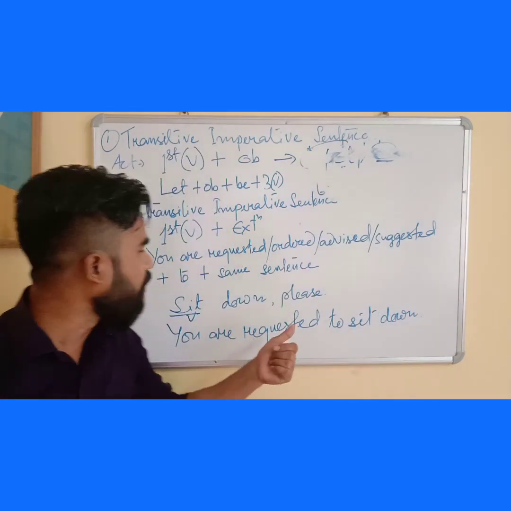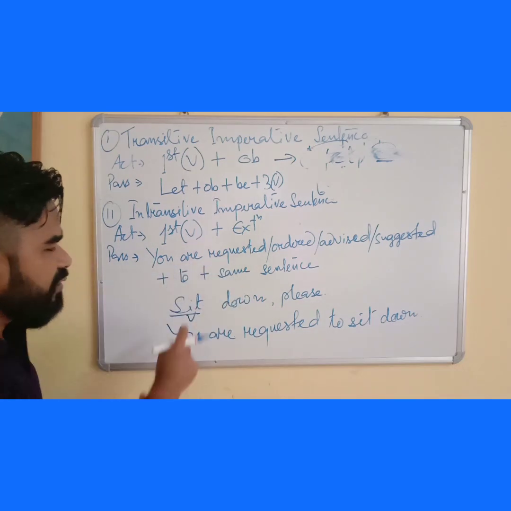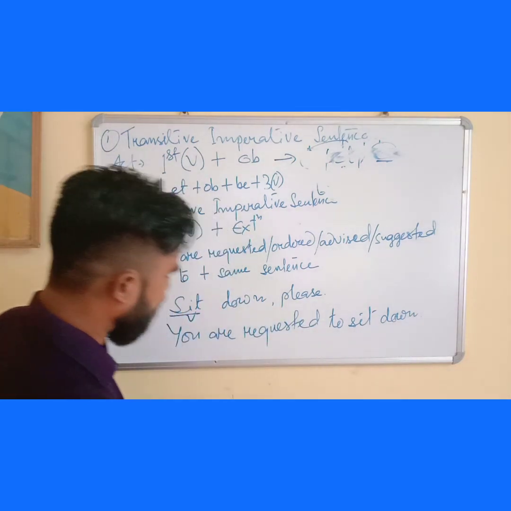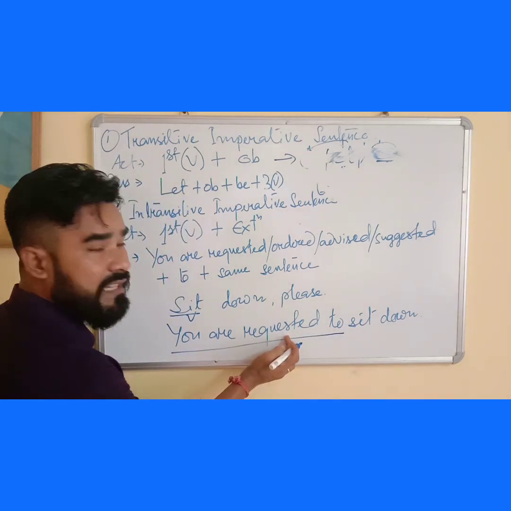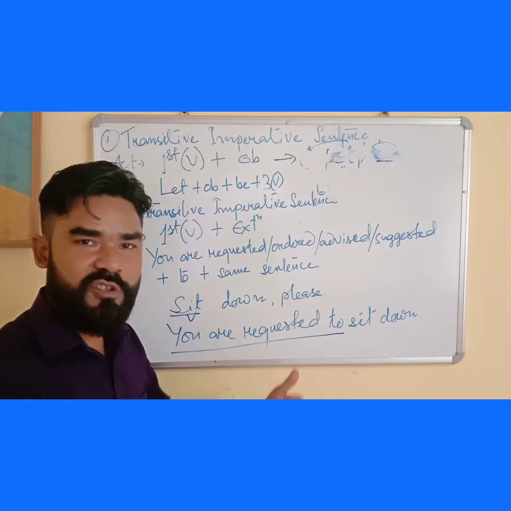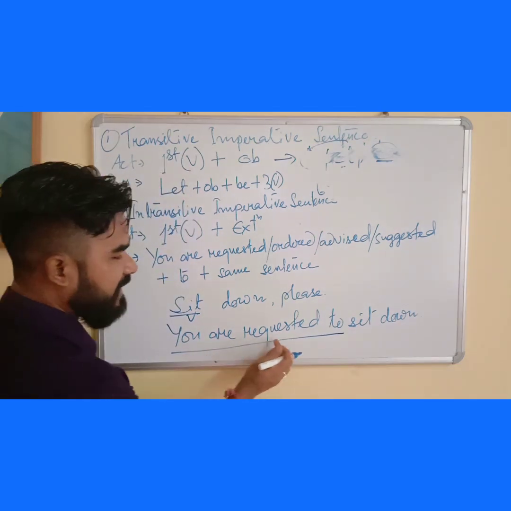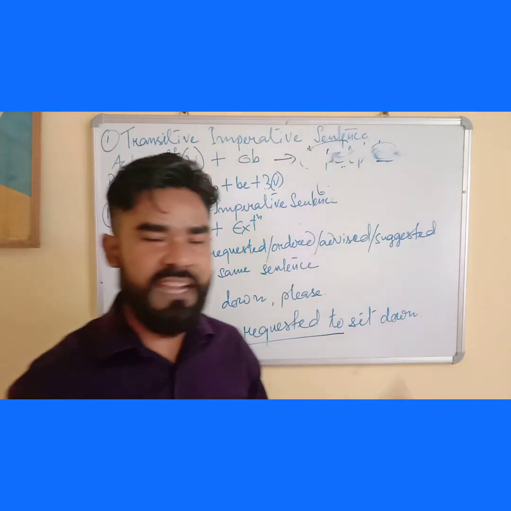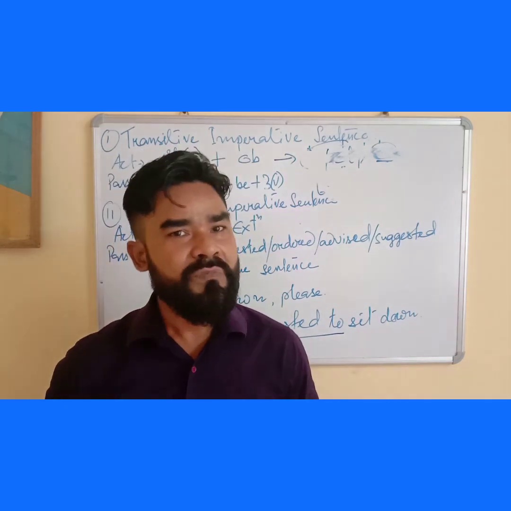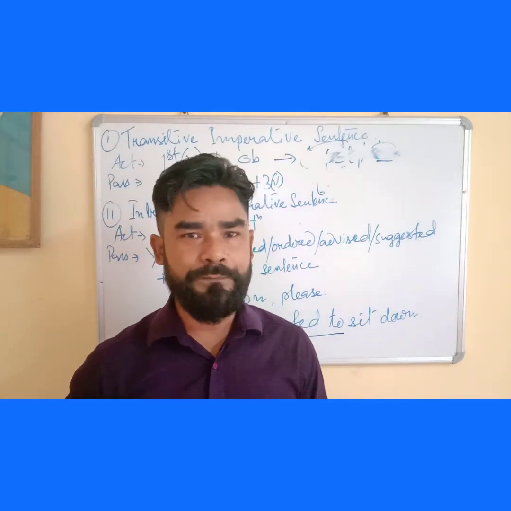That's why we will go for you are requested. So sit down please. Please is a request. You can write you are requested to. This is fixed. Only this one will change depending upon the different kinds of sentence. You are requested now to sit down, to get out, to come in, to write down, to learn. Anything we can write depending upon the use and need.